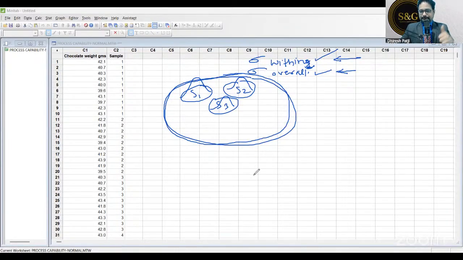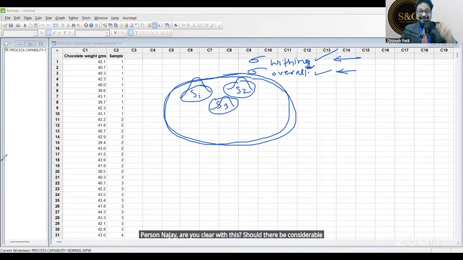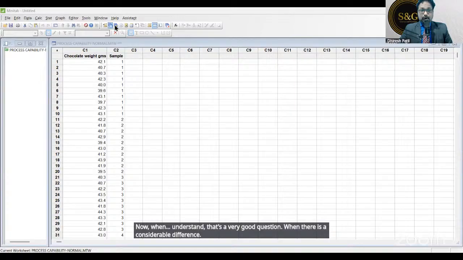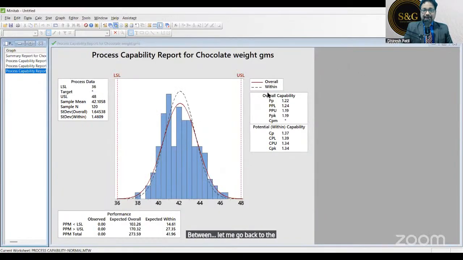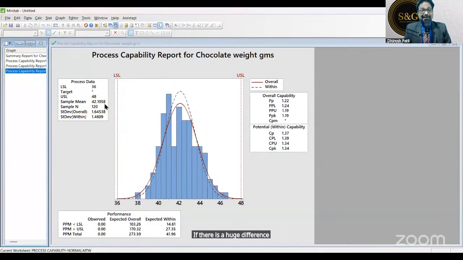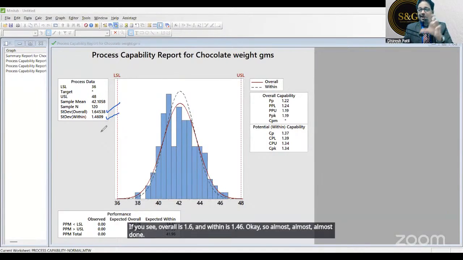Prasanna, are you clear with this? Should there be a considerable difference? That's a very good question. Mixed sample is overall, and within is each sample. Can you see here, overall is 1.6 and within is 1.46? So there is almost a 0.18 difference here.